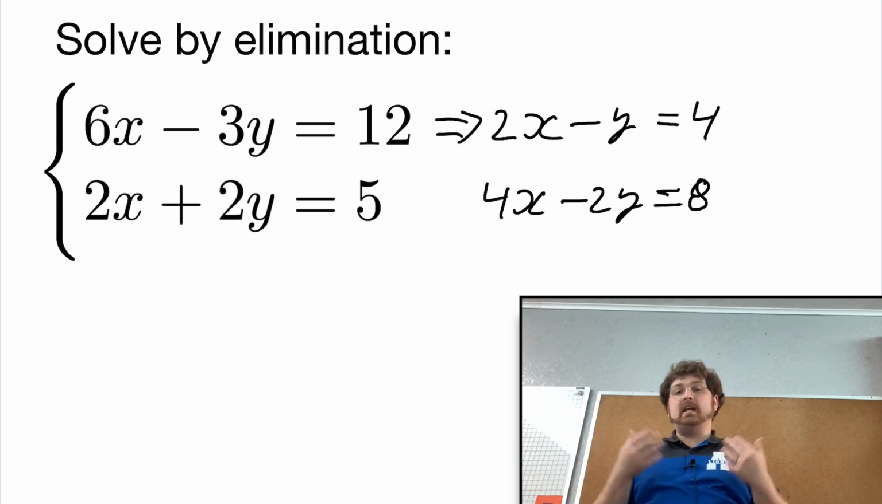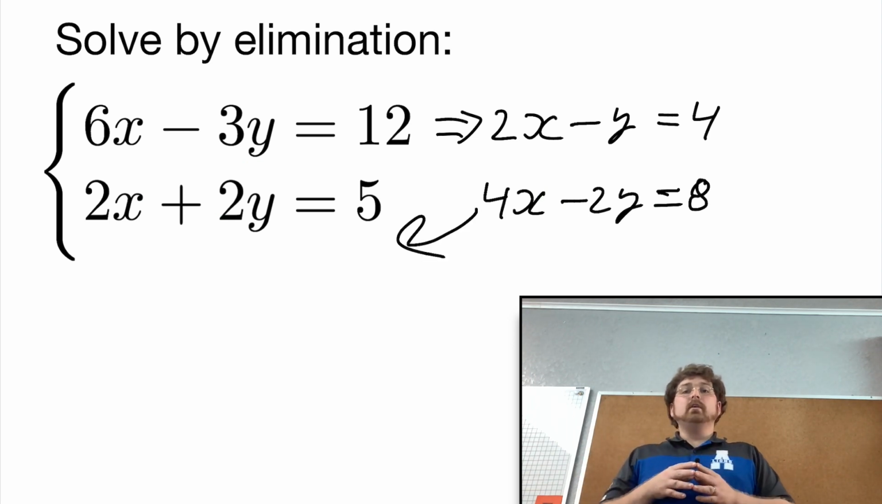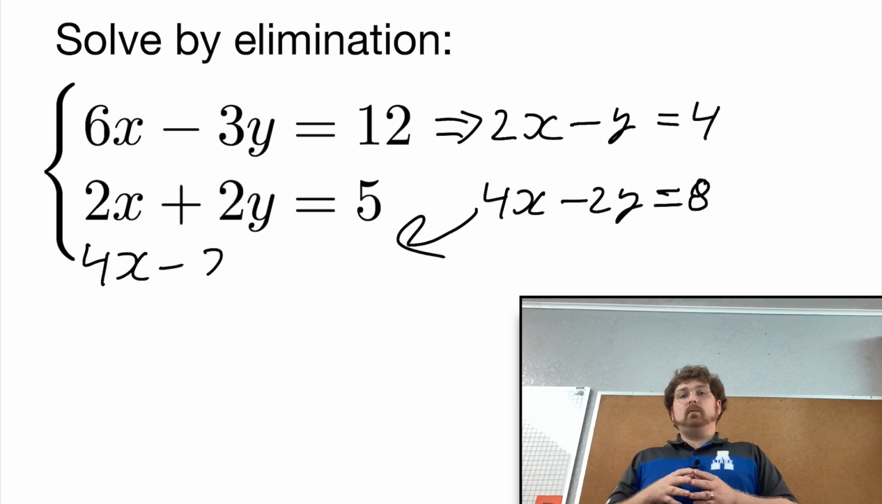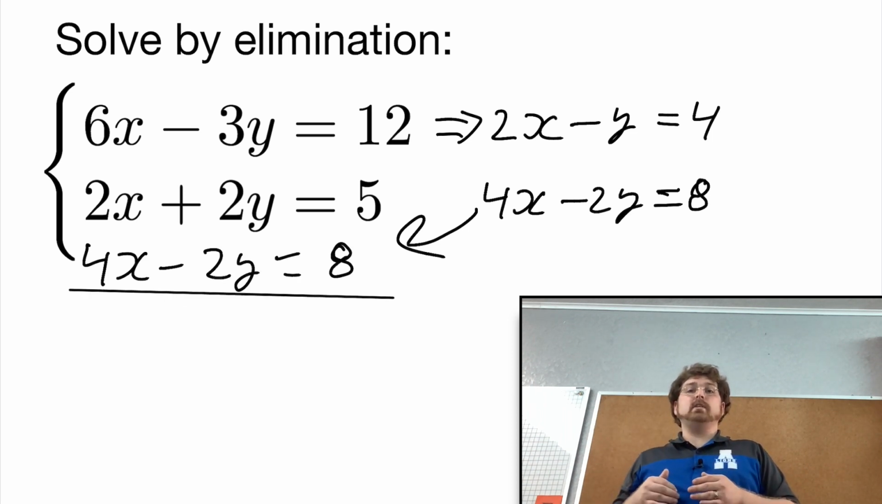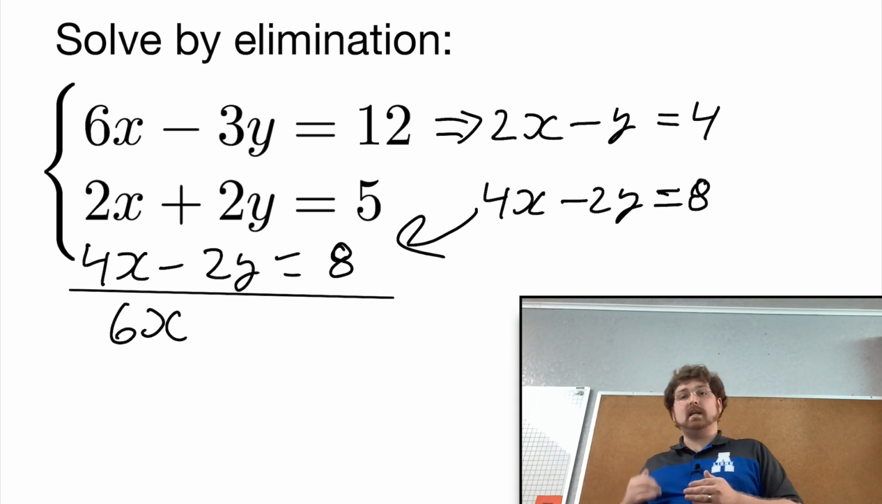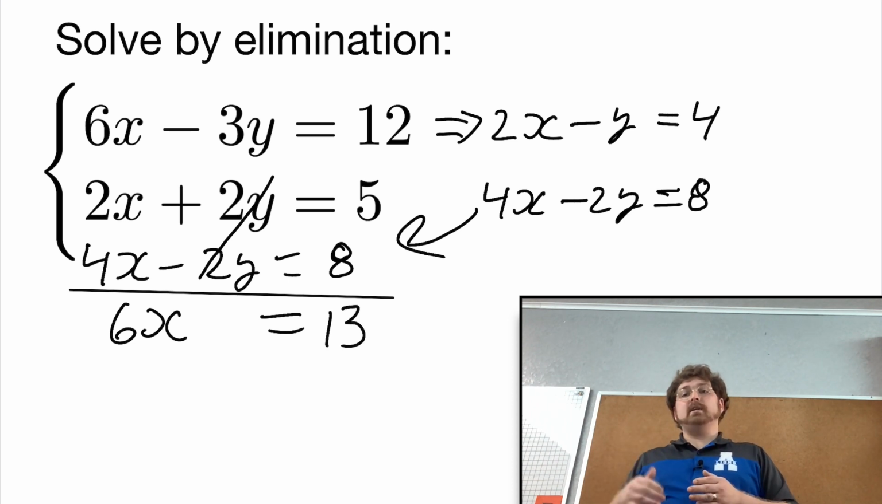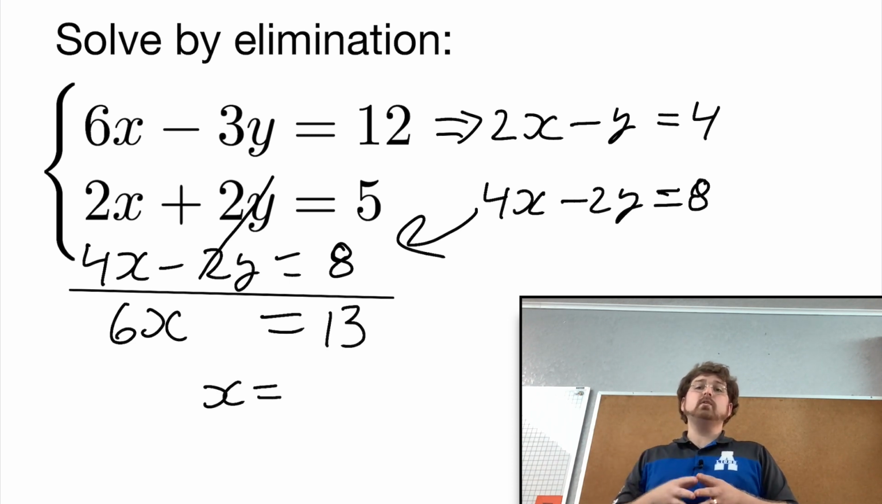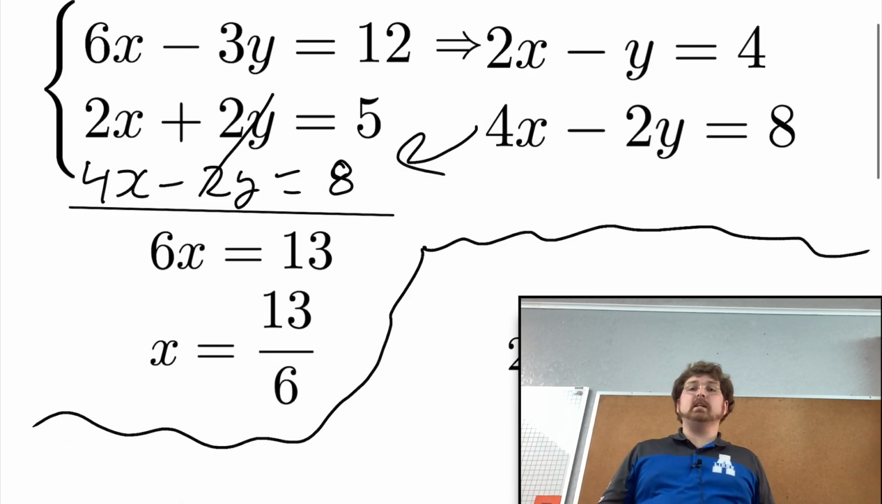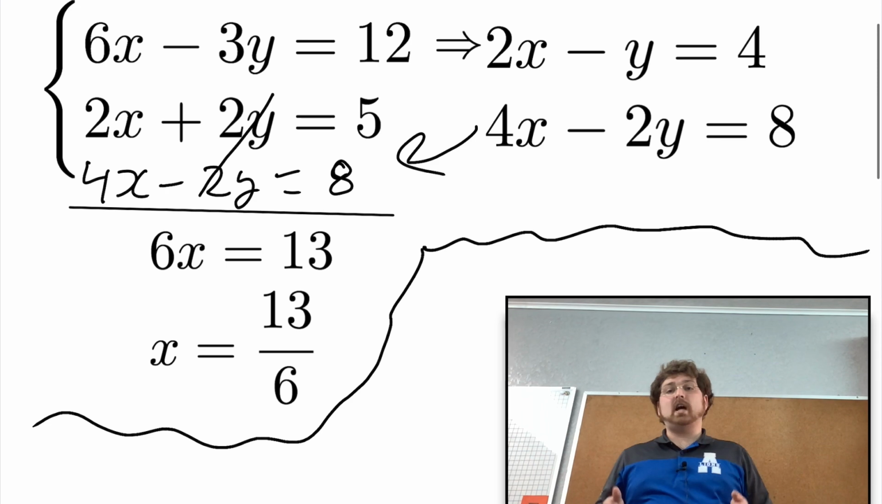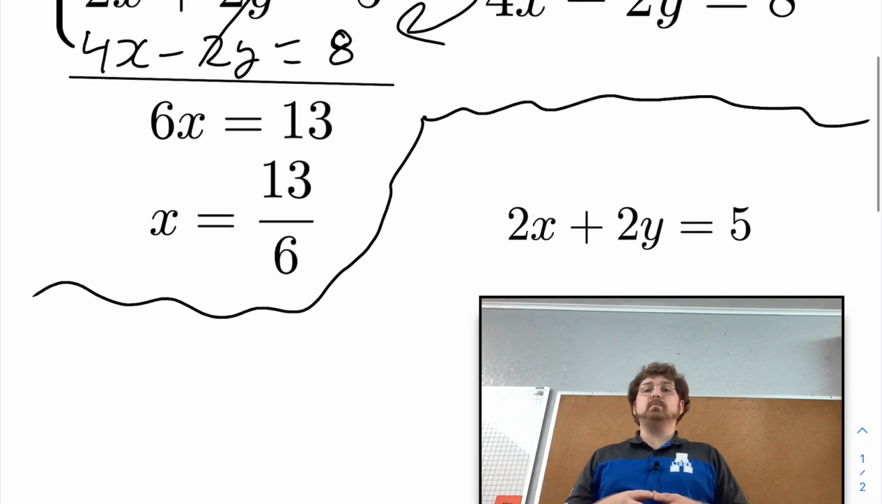So let's go ahead and stack and add the equations. So we just rewrite our equation down: 4x minus 2y is equal to 8, and we add the equations. 2x plus 4x is 6x. The 2y and the negative 2y cancel, and then 5 plus 8 is 13. So now we have to divide by 6. 13 divided by 6 is 13 over 6, and we'll leave it as a fraction. There's no need to simplify it for this problem.